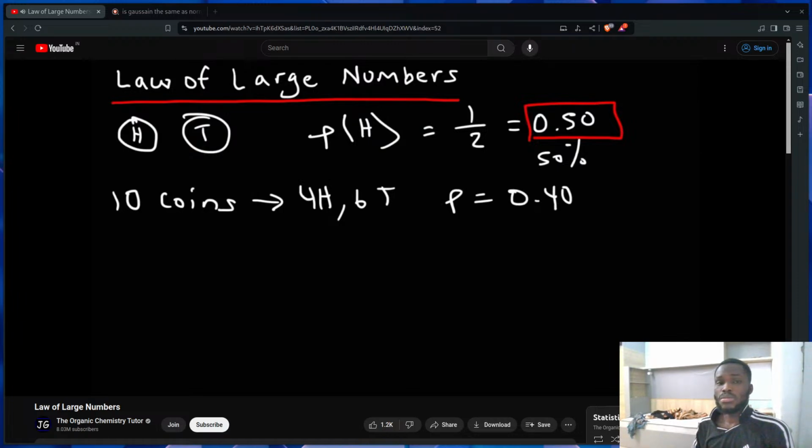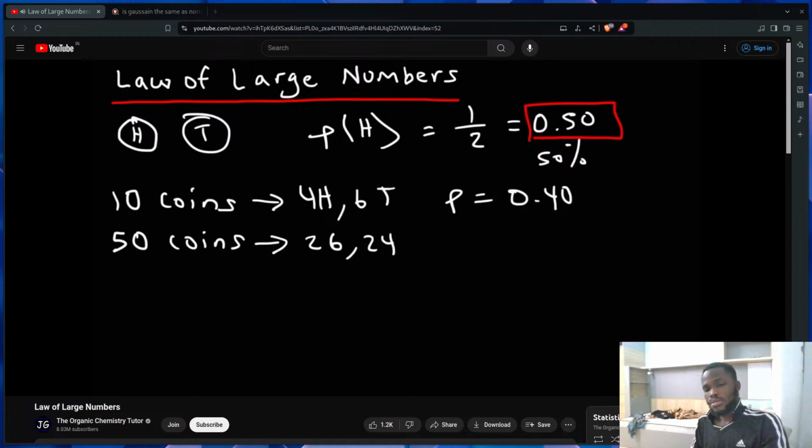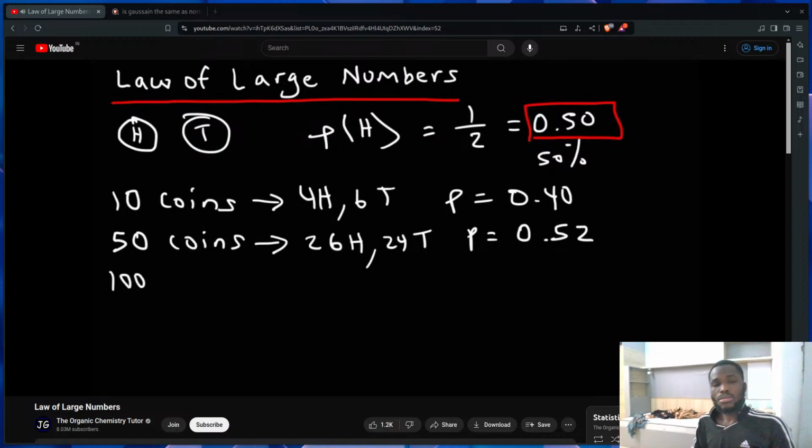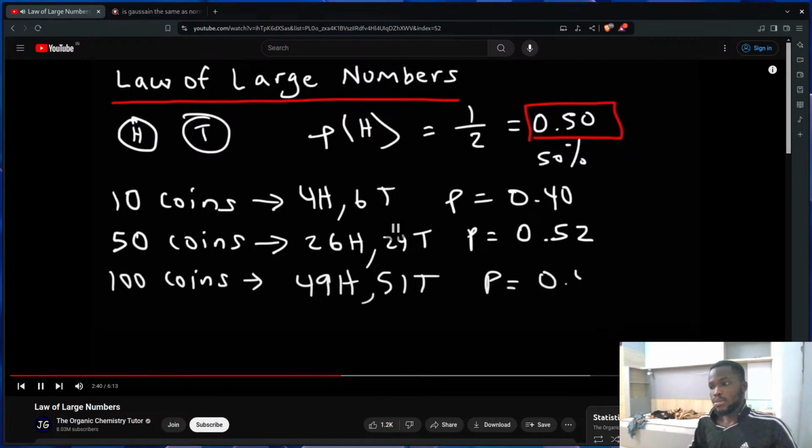Now, let's increase the number of coins. So let's say if we flip it 50 times. Now, we may not get 25 heads. Instead, we might get, let's say, 26 heads and 24 tails. But if we get 26 heads and 24 tails after throwing 50 coins in the air, the probability in this case will be 26 out of 50. We got 26 successful events out of 50 coin tosses. So the probability now is 0.52. So let's increase it. Let's say if we toss 100 coins in the air, we might get 49 heads and 51 tails. In this case, it's going to be 49 over 100 or 0.49.